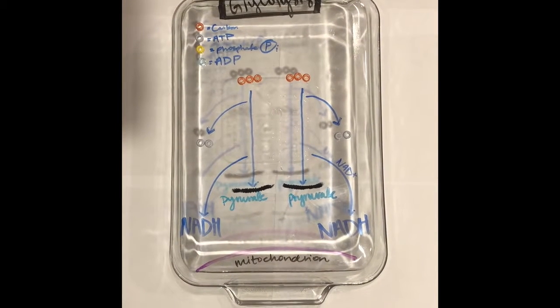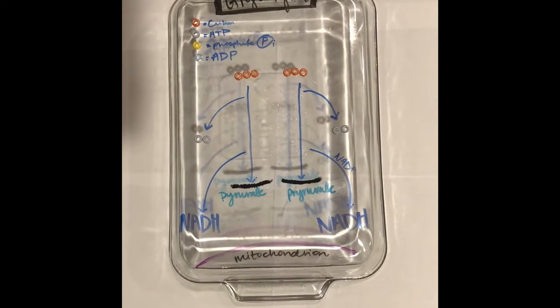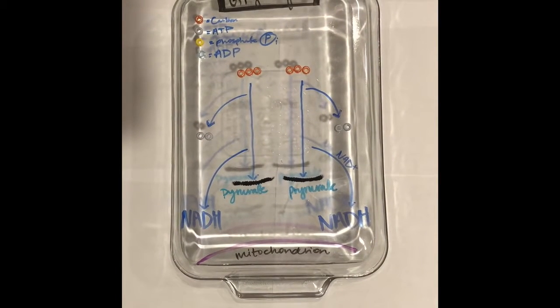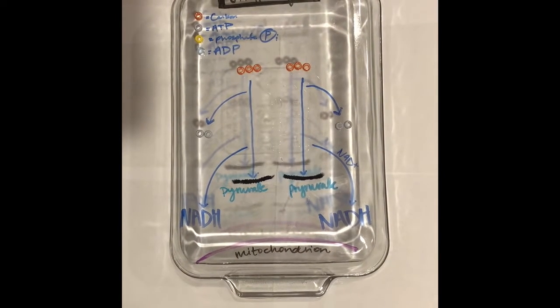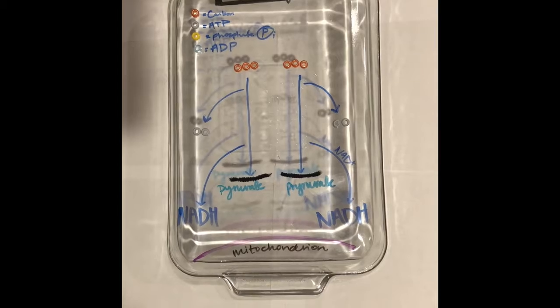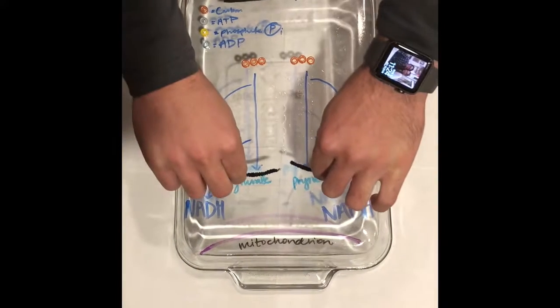In the end, you have a net gain of 2 NADH, which will later be used in the ETC, 2 pyruvates, and 2 ATPs, because while you made 4, you initially used 2. Lastly, if oxygen is available in the mitochondria, pyruvate will enter to be oxidized.